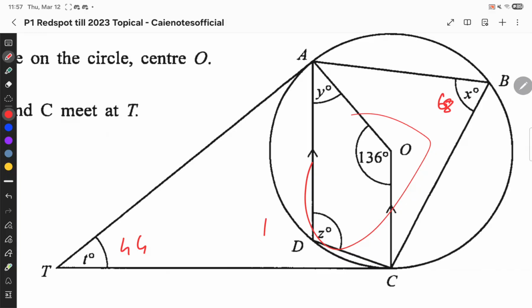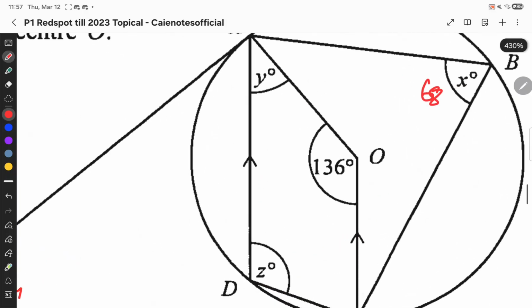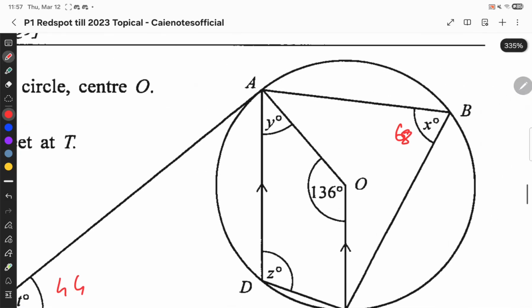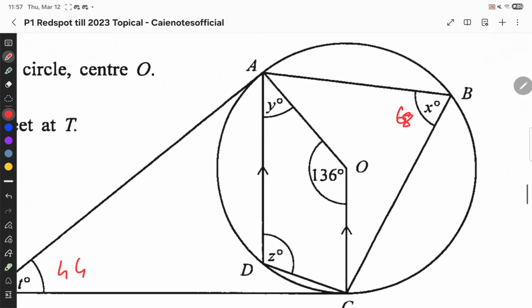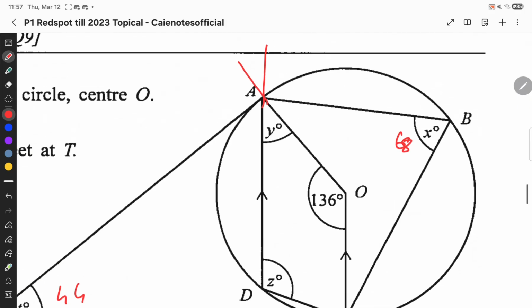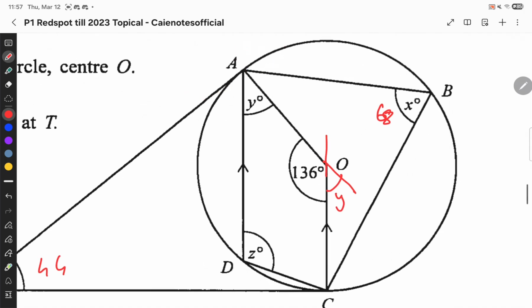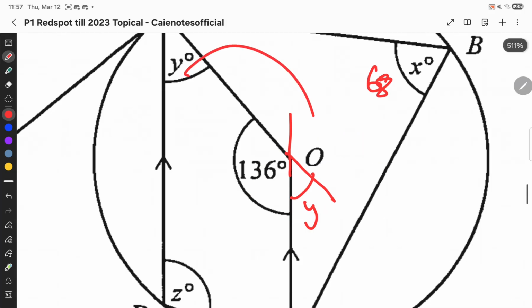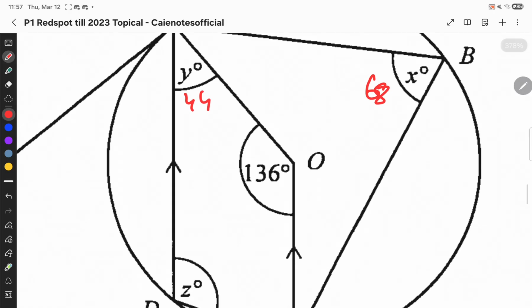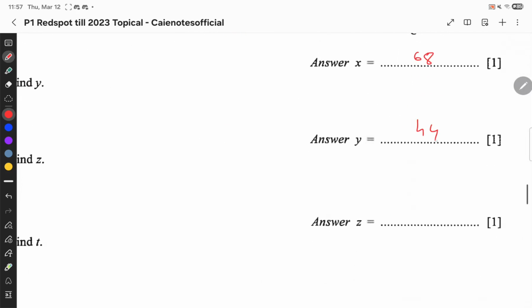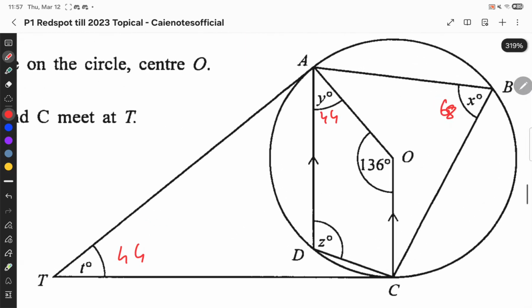Next is this. We can use some angle properties to help us out. If we extend this like so, we can find y here. Okay, I do not know why I did that, sorry, but we can find y here because it is the same setup. So this is 180 minus 136, which is equal to 44, the same answer. This is not a coincidence, trust me.